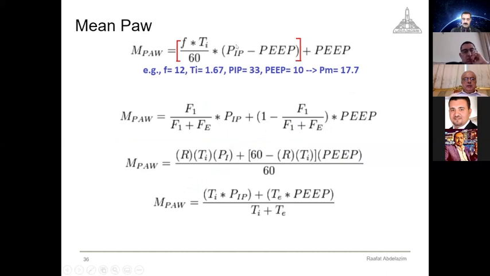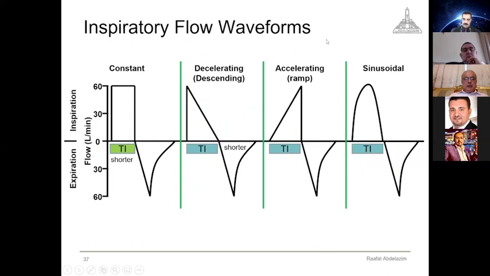We have many equations to calculate it. Don't worry about the details, but factors affecting the mean airway pressure are the frequency, inspiratory time, peak inspiratory pressure, and peak values in two different ways. Regarding the inspiratory waveforms, we have four types of inspiratory waveform, and only the expiration is always the same shape.